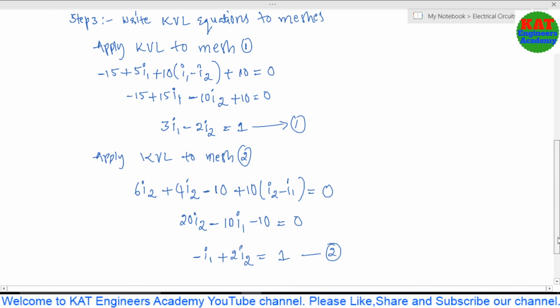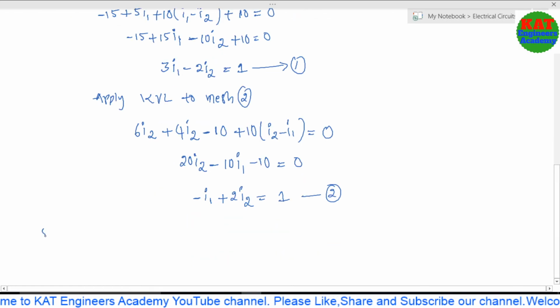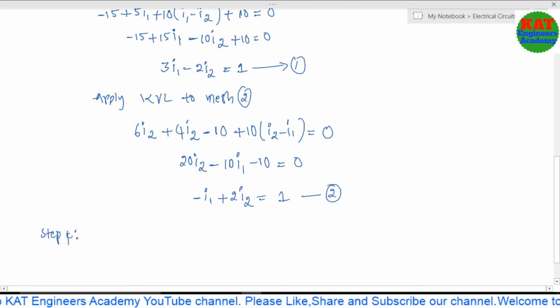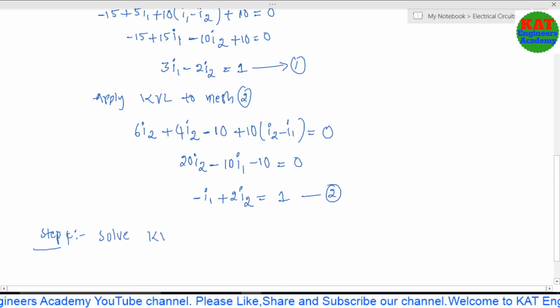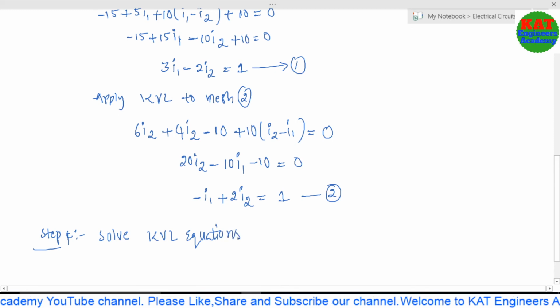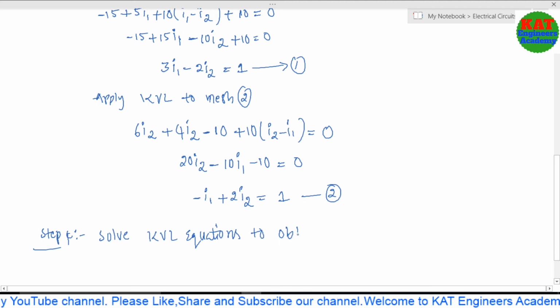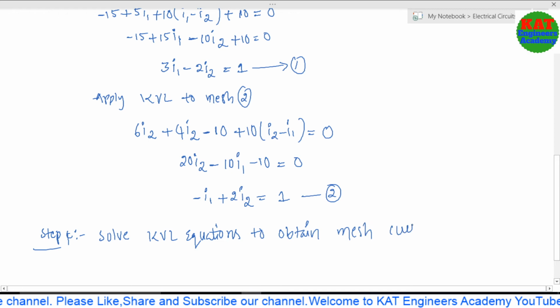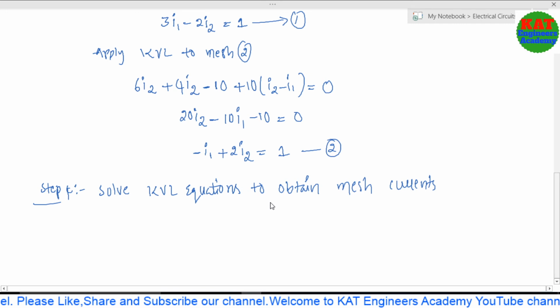So step 3 is to develop the KVL equations. Next you go for step 4: solve the KVL equations to obtain the mesh currents. In order to obtain small I1 and I2, you have to solve the KVL equations. First you have to simplify the KVL equations. So the final KVL equations are two, and those two equations we have to solve. Finally we get the answer of I1 and I2.